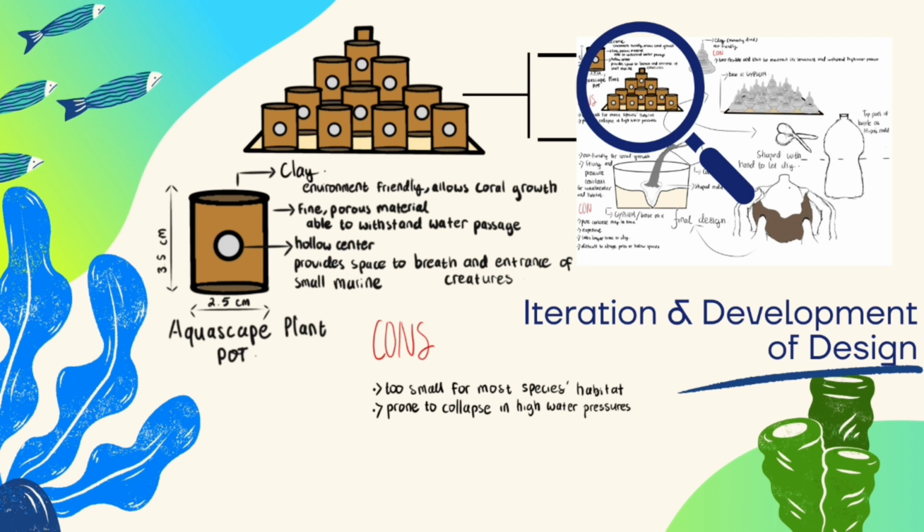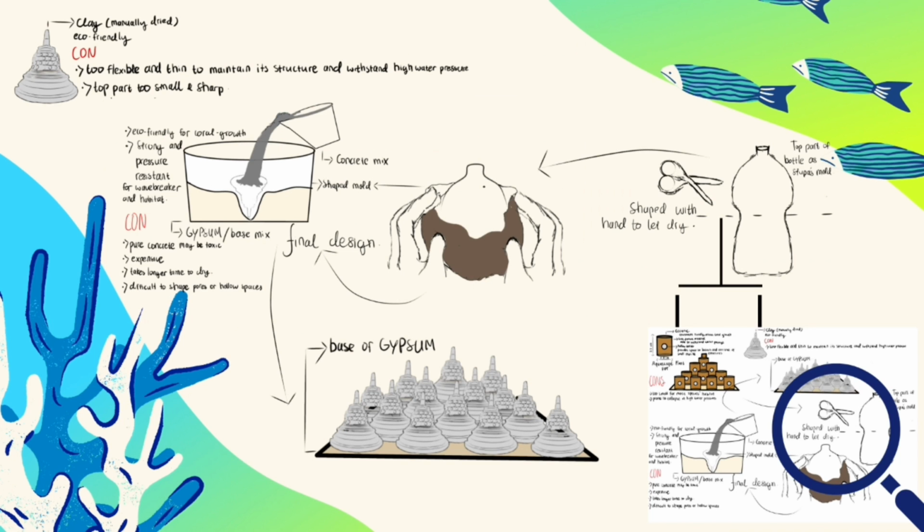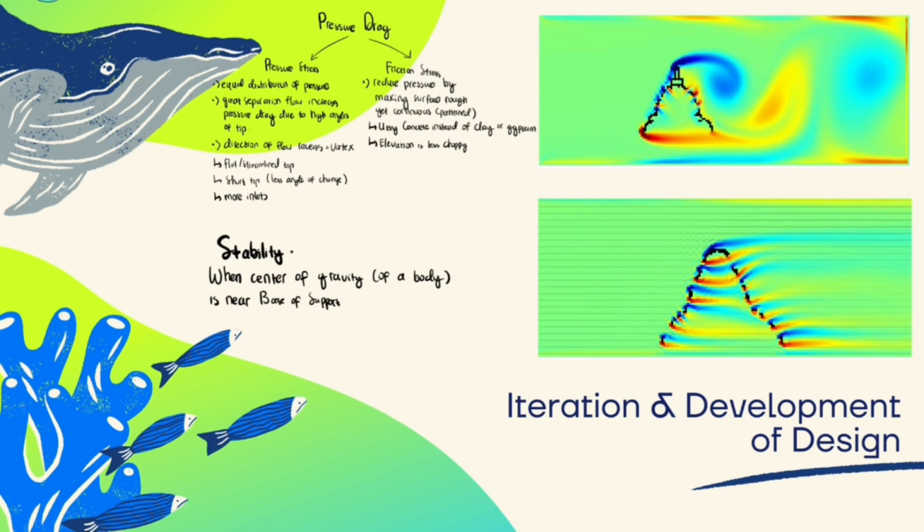Although clay and gypsum is environment friendly and has holes centered to reduce water pressure, the size is too small for most species to enter, and it can potentially dissolve and sway underwater. We tried sculpting it manually, but it was too flexible and thin, especially the tip of the stupa, which can easily break apart. The problem with the design is the sharpness, sudden elevation in height, and pressure is rather increased than reduced, and a vortex forms around the top.